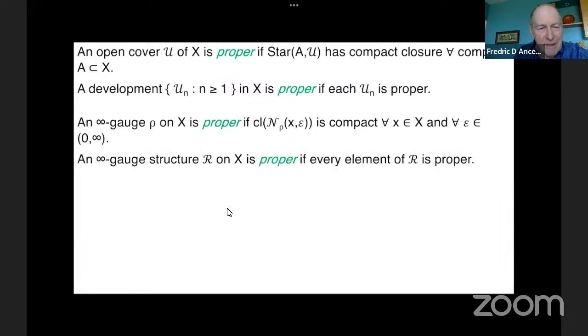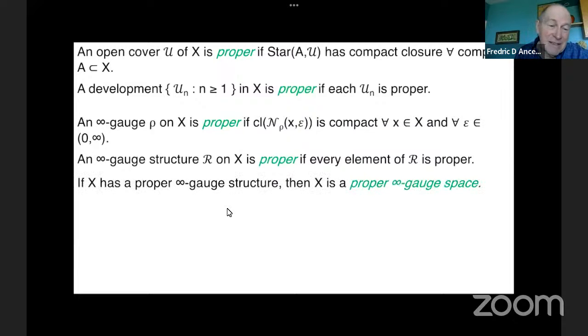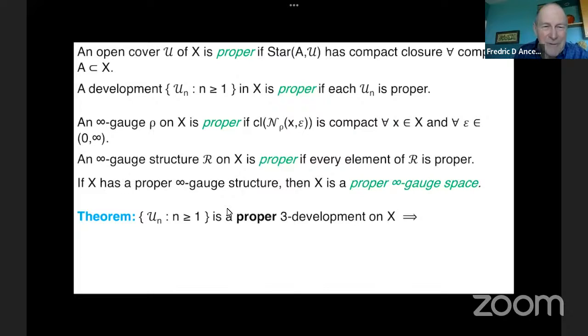And then an infinity gauge structure on a space is proper if every such infinity gauge is proper. And again, if the space has a proper infinity gauge structure, we call it a proper infinity gauge space. So I have modified the notion of proper gauge space to proper infinity gauge spaces.